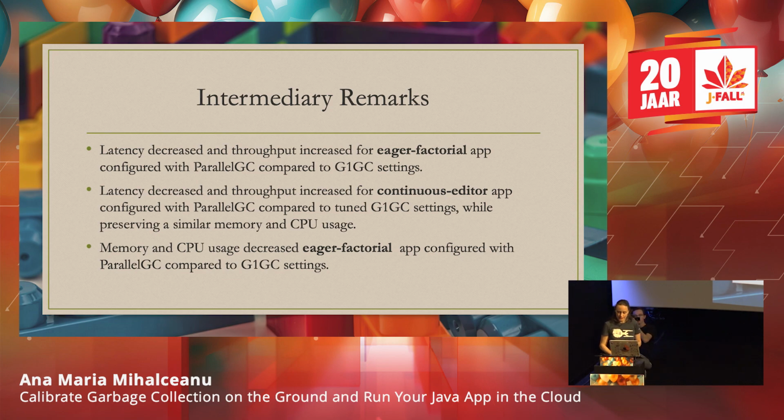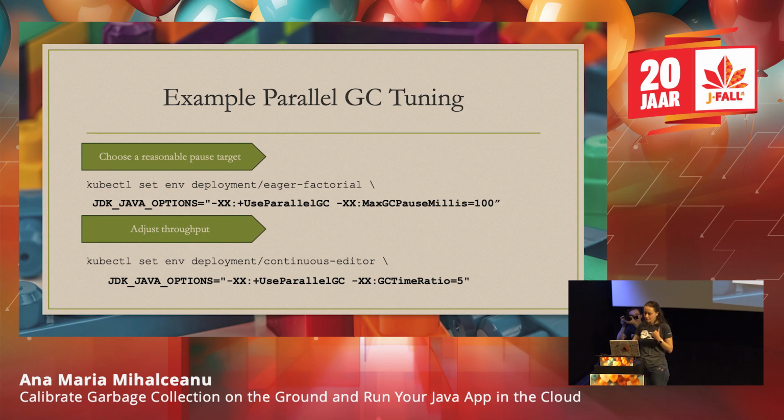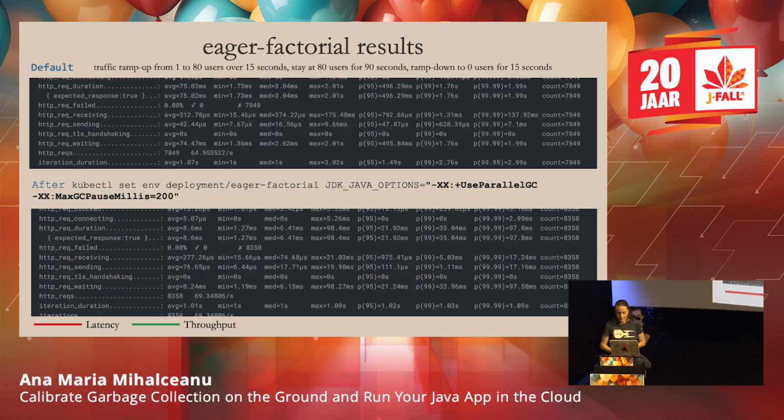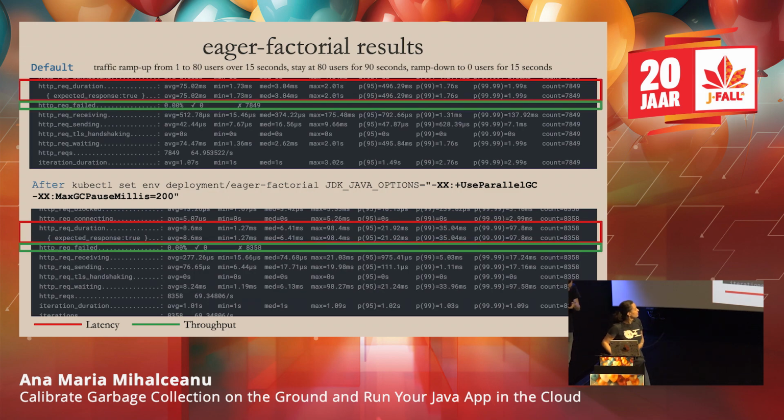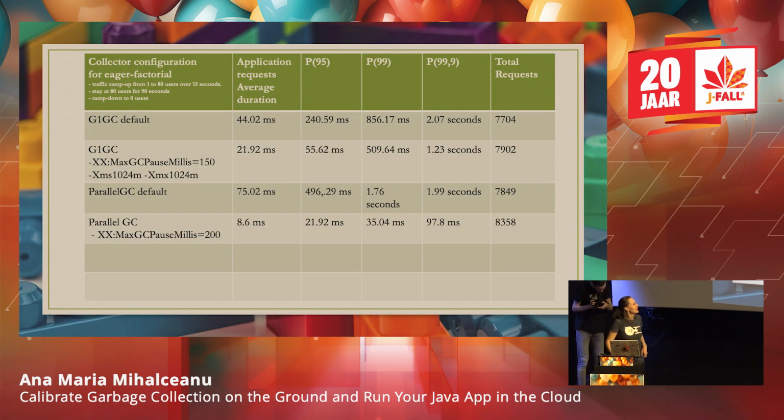So I went into tuning this, as I used the formulas from earlier. So I thought, okay, how about I choose a reasonable pause timing for my applications and adjust the throughput thanks to the GC time ratio. So in the first case, I adapted only the max GC pause time millis and set a value of 200. And in the second phase, I looked over the results on this next page. So I looked at the results of that, what I got.